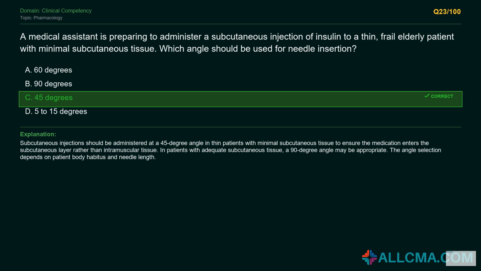The correct answer is C. Subcutaneous injections should be administered at a 45-degree angle in thin patients with minimal subcutaneous tissue to ensure the medication enters the subcutaneous layer rather than intramuscular tissue. In patients with adequate subcutaneous tissue, a 90-degree angle may be appropriate. The angle selection depends on patient body habitus and needle length.